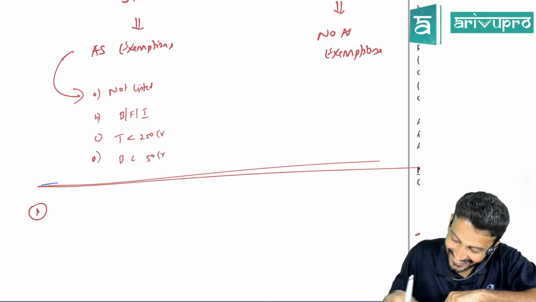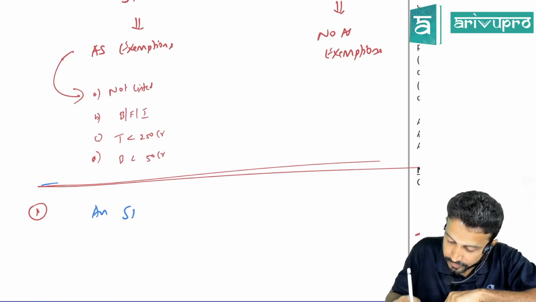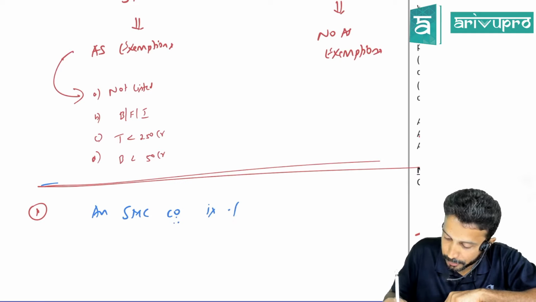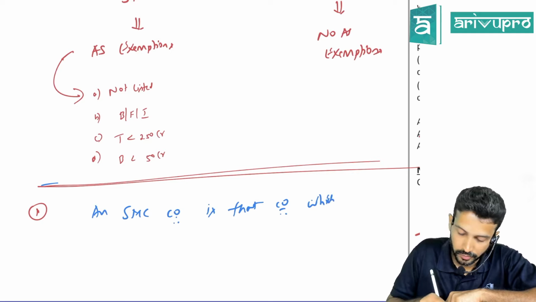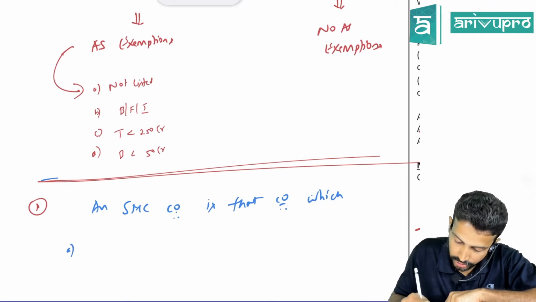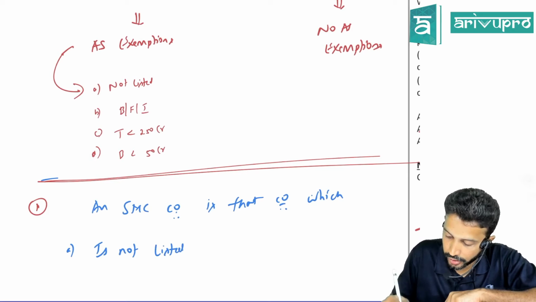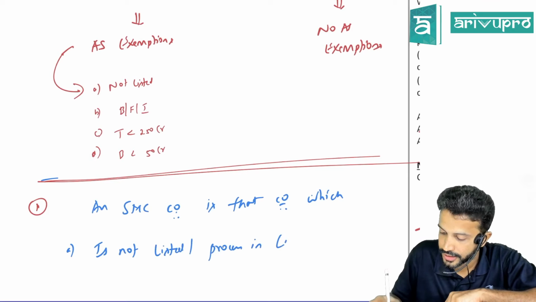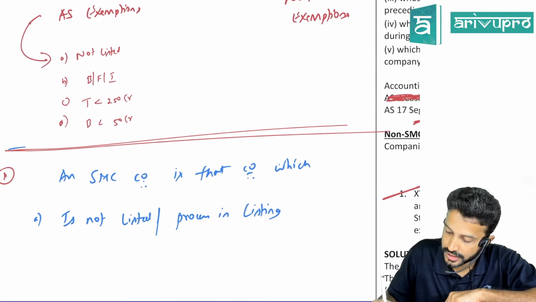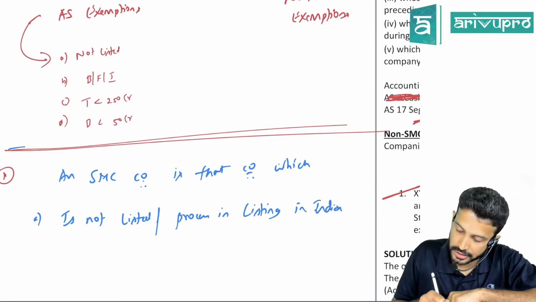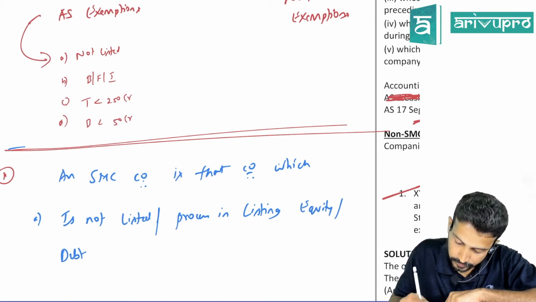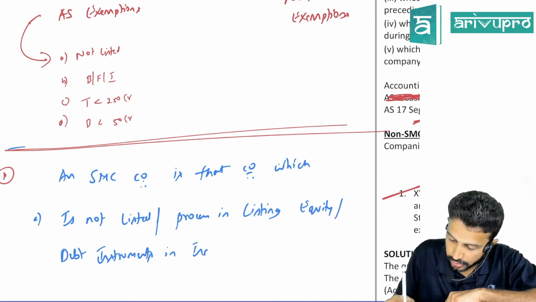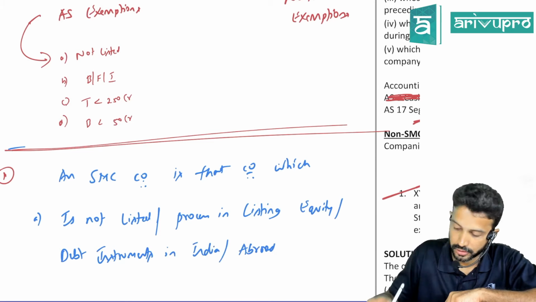Okay. All right. An SMC company is that company which is not listed, slash in the process of listing, in India, or you can write listing equity or debt instruments in India or abroad. That's the first condition.